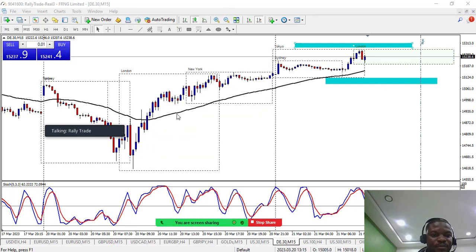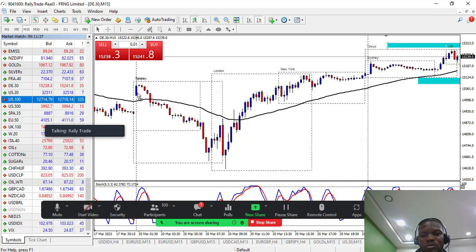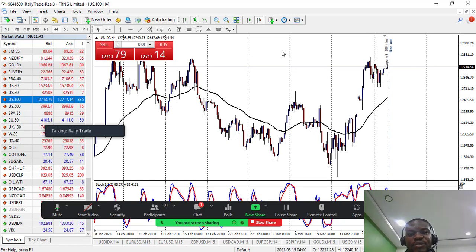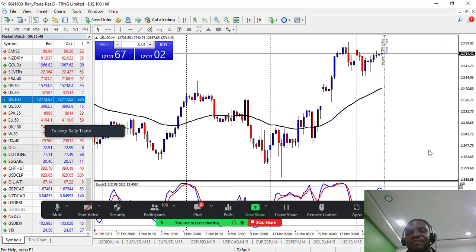So let me do US 100. Yeah. Okay, I already have it here. So this is US 100. As you can see, US 100 on the H4 time frame is clearly on an upward trend, right? So that means the big players are interested in buying this instrument, right? That's the Nasdaq. So you can see it has a break of structure towards the upside.